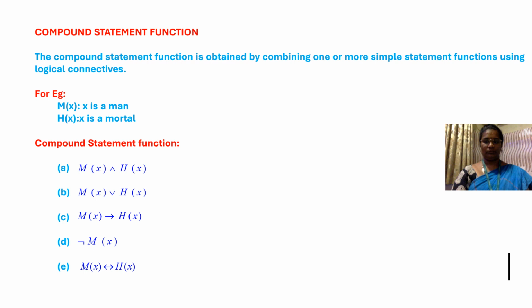For example, first, M of x and H of x. Second one, M of x or H of x. Third one, if M of x, then H of x, which is a conditional statement. Fourth one, taking negation of any of these functions, say negation of M of x or negation of H of x. And the fifth one is M of x biconditional to H of x.